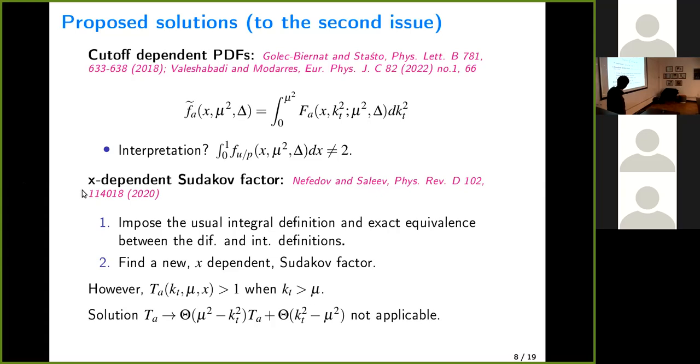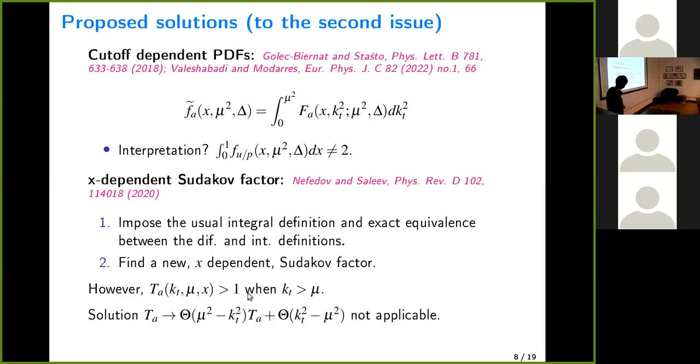And so there is a second proposition by Maxim Nefedov and Saleev. Basically, they impose that the integral definition be equivalent to the differential definition. And doing that, they get a differential equation. And when you solve this differential equation, you find a new expression for this Sudakov factor. And now this Sudakov factor depends on x. So the good thing in their proposition is that now they solve two issues. The integral definition is equivalent to the differential definition, and the integral definition obeys exactly the normalization condition.